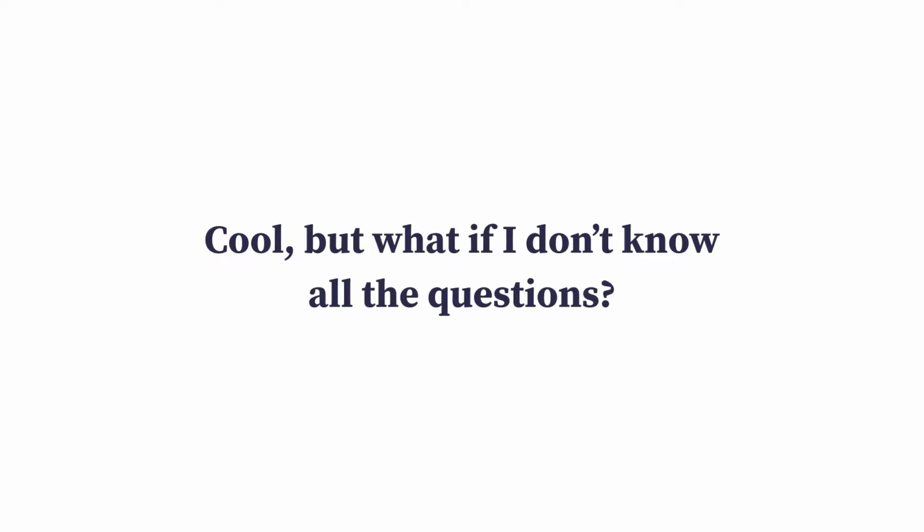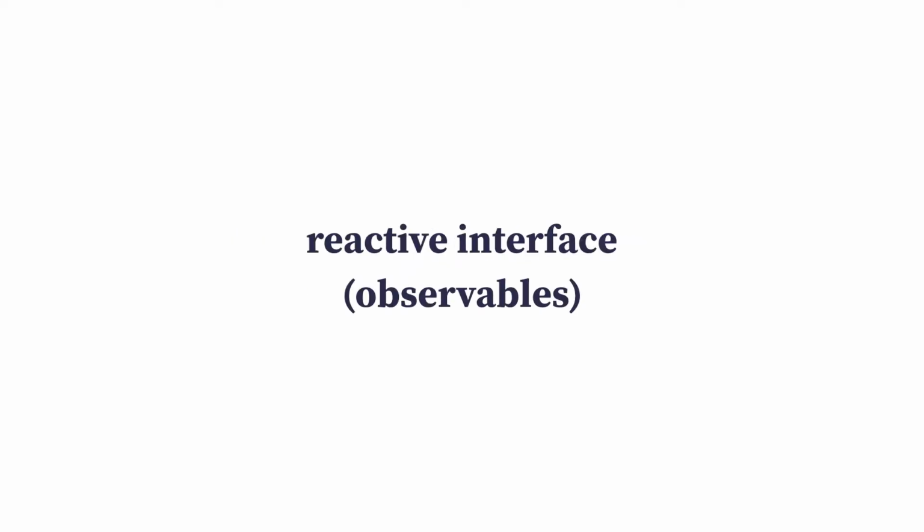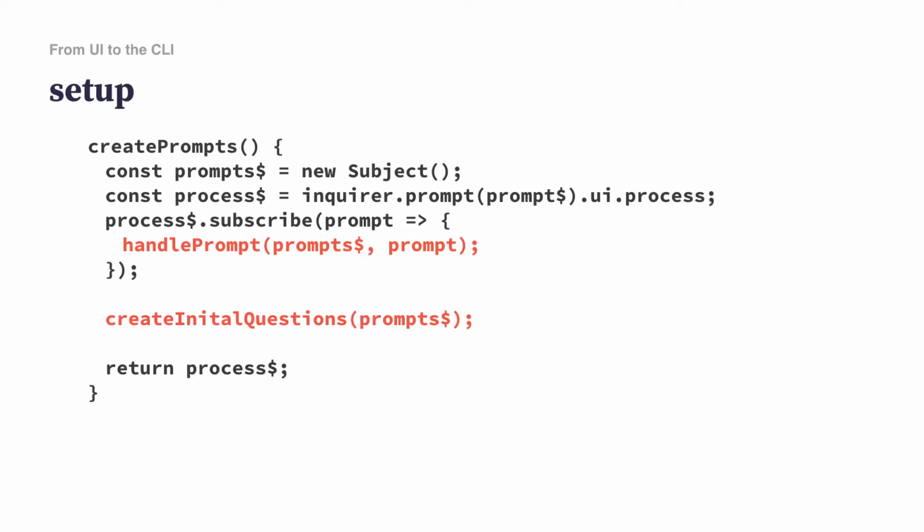Okay, but what if I don't know all the questions? So as you saw previously, there was that question like, do you want to order something else? And there, if the guy says yes, then I have to ask him all over again. In what day, what do you want? And it can be like a never-ending cycle. So there's a fancy solution for this. It's based on observables. You never thought you would see observables in the terminal.